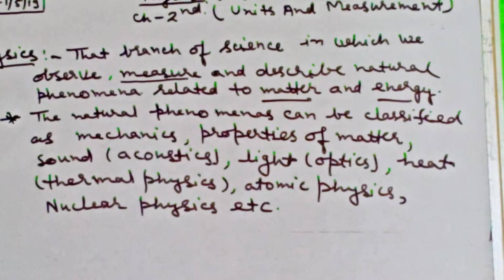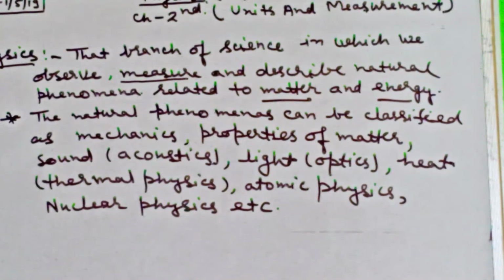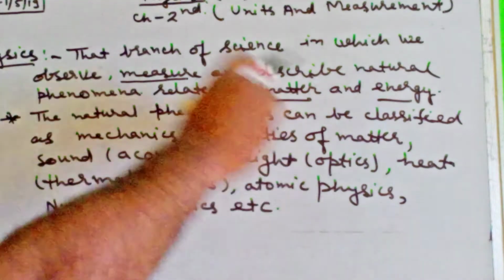microscopic physics. We will deal with mechanics, properties of matter. What are the properties of matter? Mass, elasticity, strain, stress. In case of sound, various properties of sound we will discuss, and that part of physics which deals with sound is called acoustics. The physics which deals with light is called optics. Heat and transfer of heat is dealt with in thermal physics. The microscopic level of physics is atomic physics and nuclear physics. So in a nutshell, we will study the whole natural phenomena in these sections.